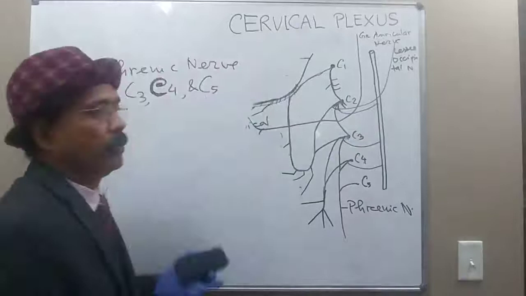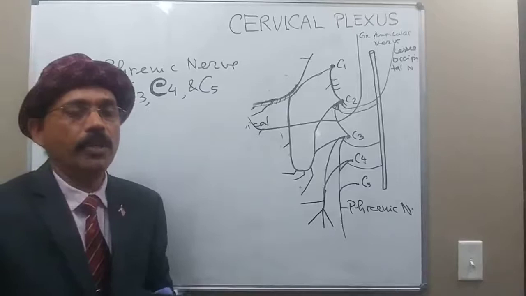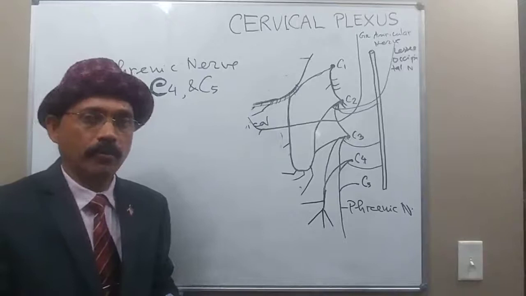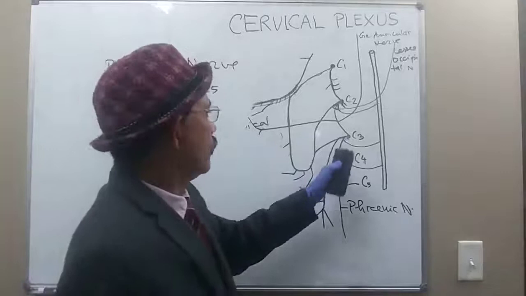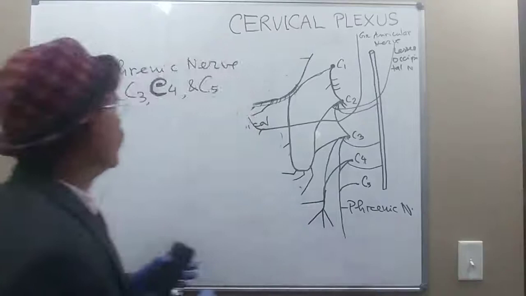We call it the accessory phrenic nerve. The accessory phrenic nerve is a nerve that may go via the nerve to the subclavius muscle. Okay, the phrenic nerve is a very important nerve that is coming from C3, C4, C5. It is a branch of the cervical plexus, and the phrenic nerve innervates multiple structures. We know that it innervates the diaphragm.